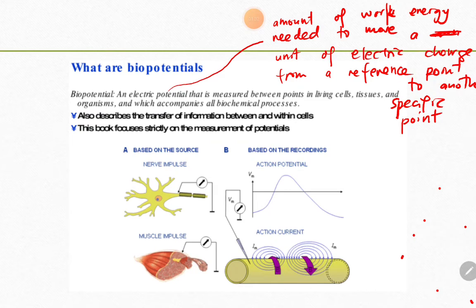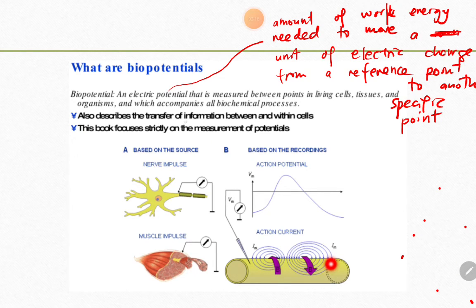Okay, then what is biopotential? Okay, biopotential adalah electric potential yang diukur macam tadilah between points in living cell. Okay, yang ni kan ada reference point to another specific point, tapi sekarang ni sebab dia ada letak bio kat depan, so it is between points in living cells, tissues and organism. And setiap aktiviti biopotential ini adalah berkait rapat dengan biochemical processes. Okay, and biopotential also describe the transfer of information between and within cells.